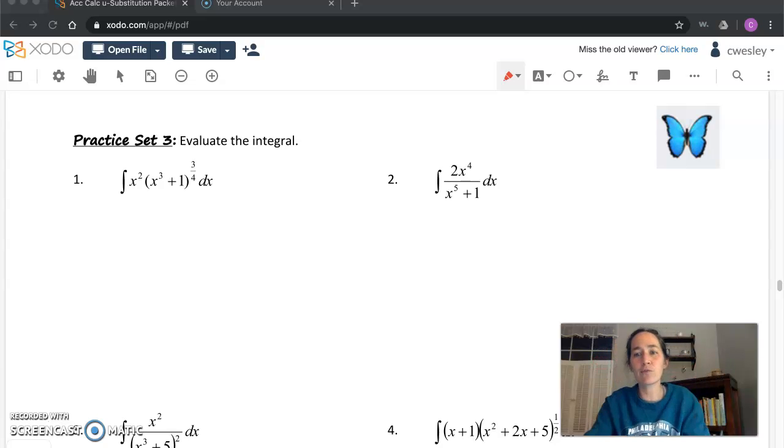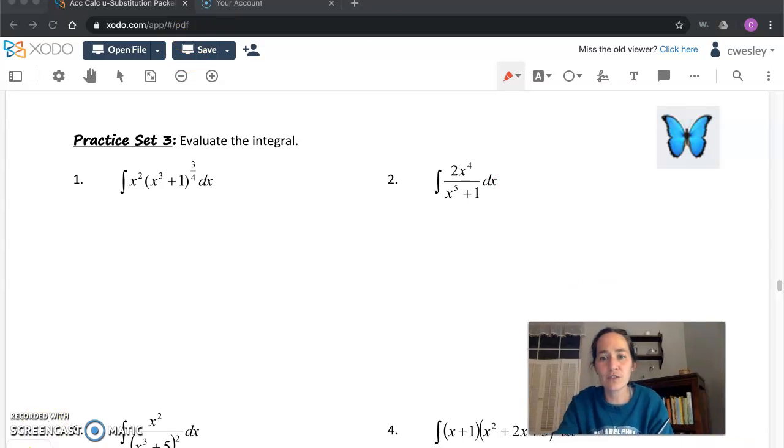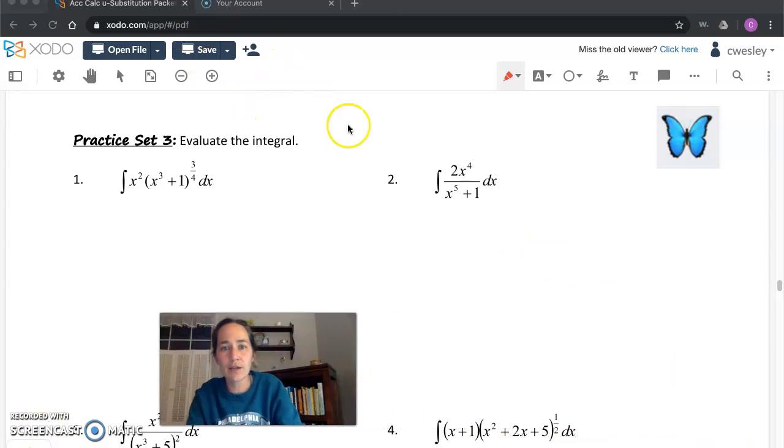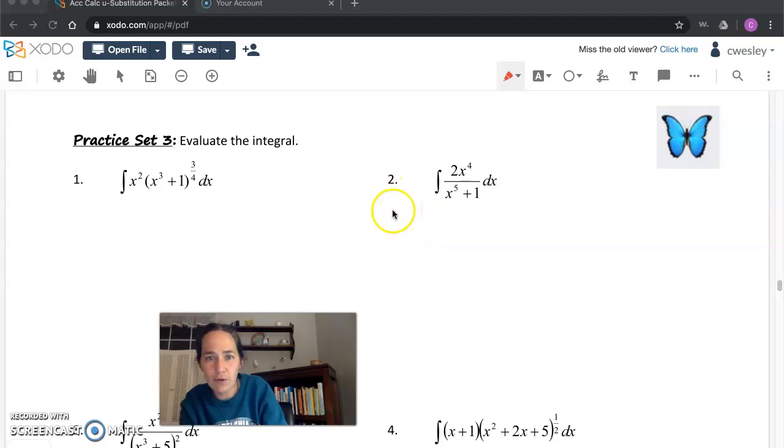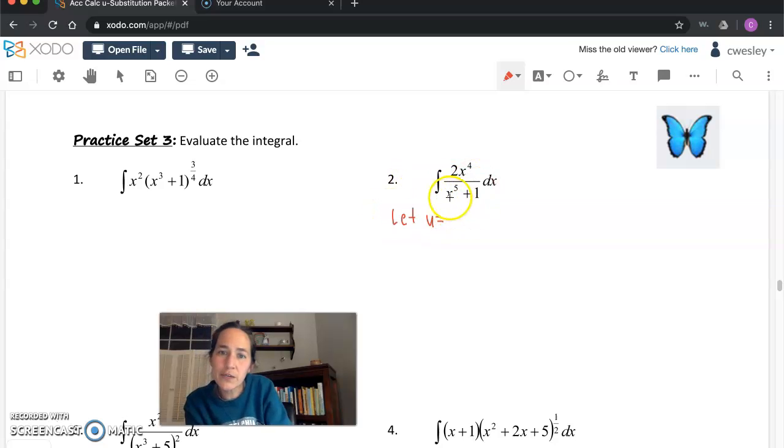Okay, so either give it a try on your own or just come back in and join me on this one. We got to pick u, right? That's always your first step. So let's just slide me this way and we'll get some side work down here. We're going to let u equal. What's it going to be? Is it going to be 2x to the 4th or is it going to be x to the 5th minus 1? You've got that 50-50 choice at the top or the bottom.